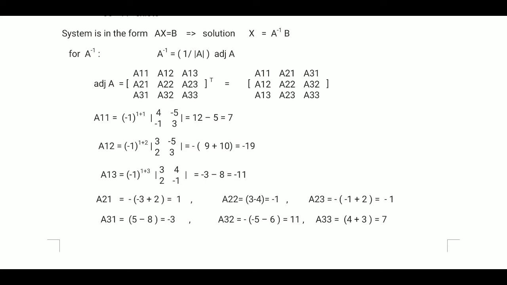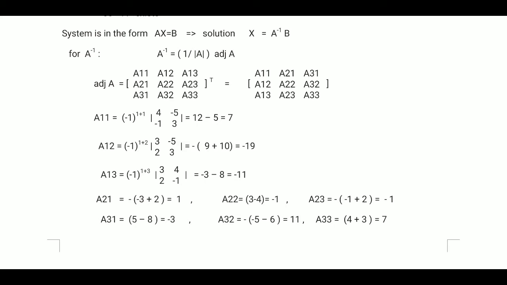A inverse is 1 upon determinant A into adjoint A. So adjoint A will be obtained like this. Each element will be replaced by its cofactors, and then transpose of it. So we get this determinant, matrix, that will be adjoint of matrix A.